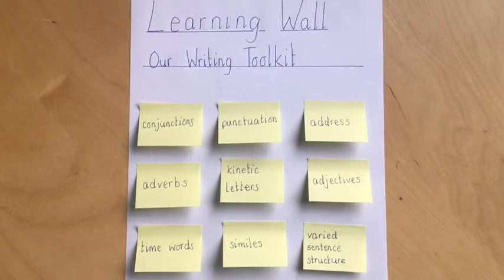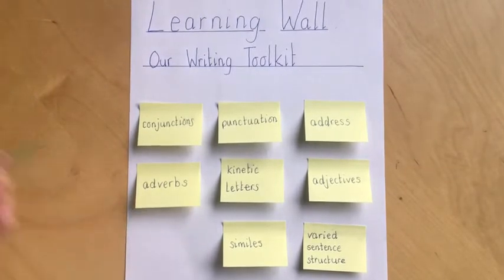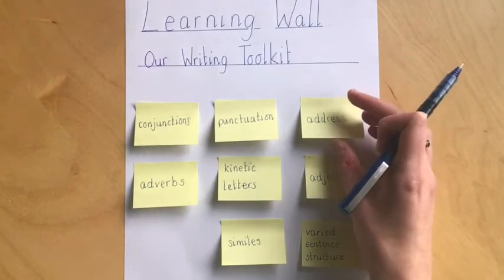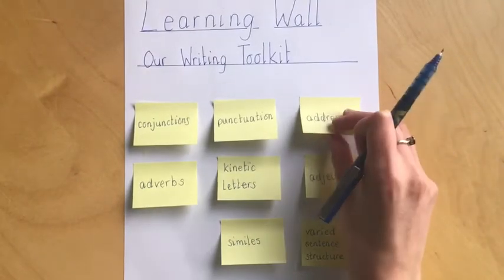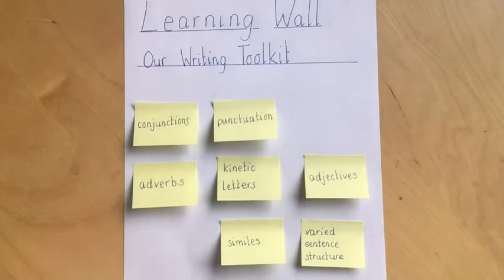So looking at these, are there any of these that you think would be really useful for making your setting description a successful piece of writing? Have a little think. Are there any that you think, oh no, we don't need to use that in our writing? Yes, you're right, time words. We don't need to use time words in a descriptive piece of writing. We also don't need an address. We would use an address or write an address if we were writing a letter to somebody, so we don't need that.